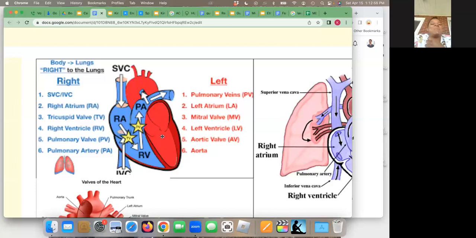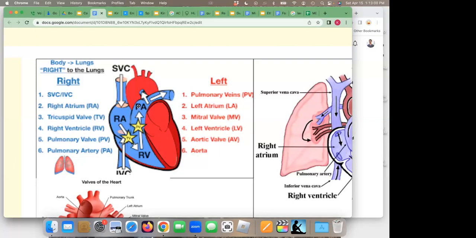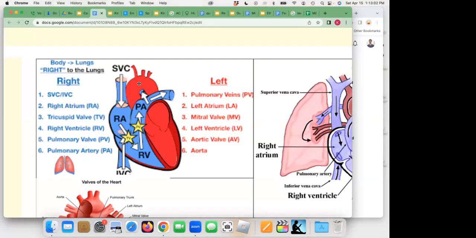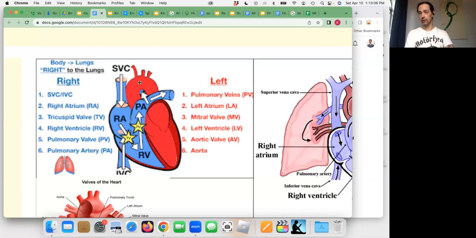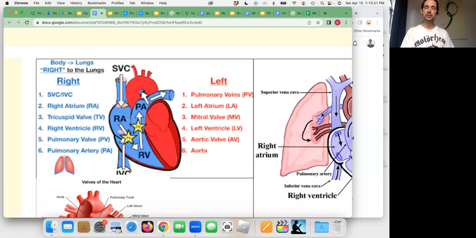Okay, now from the left ventricle into the aorta. Guess what the name of that valve is going to be? The aortic valve. Very good. From the aorta to the top and the bottom of the body, superior and inferior parts of the body. Deoxygenated blood, superior, inferior vena cava.